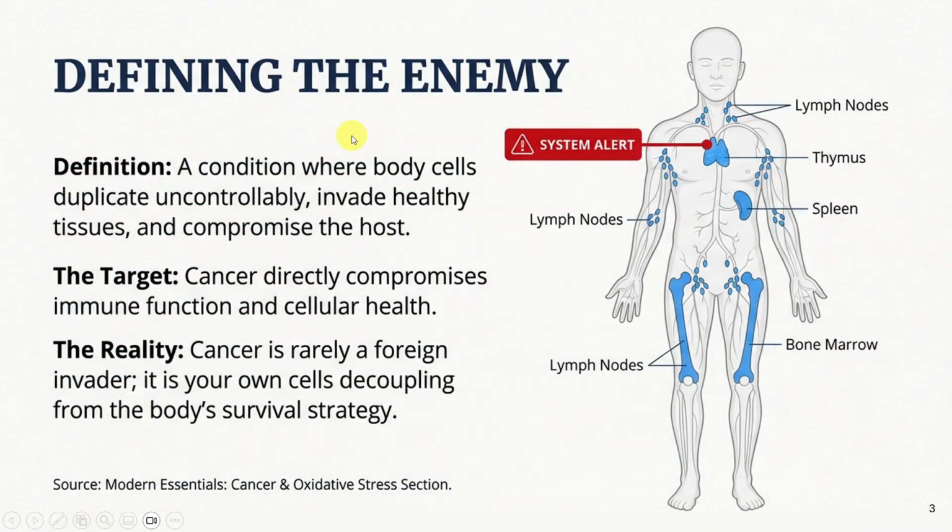So let's define the enemy though. So we have a system alert here. We have lymph nodes, your thymus, spleen, bone marrow, a lot of different organs or systems. The definition is a condition where body cells duplicate uncontrollably, invade healthy tissues, and compromise the host, aka us. The target? Well, cancer directly compromises immune function and cellular health. The reality is that cancer is rarely a foreign invader. It is your own cells decoupling from the body's survival strategy.